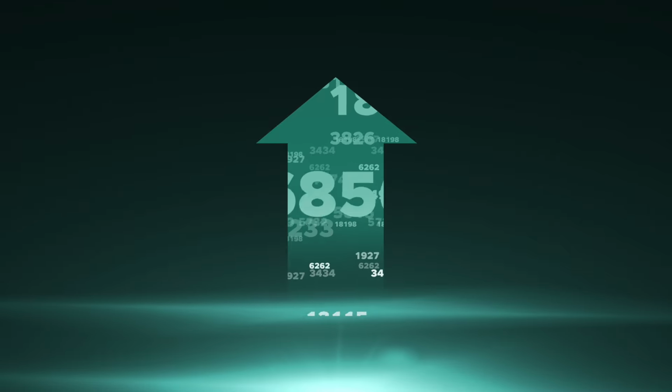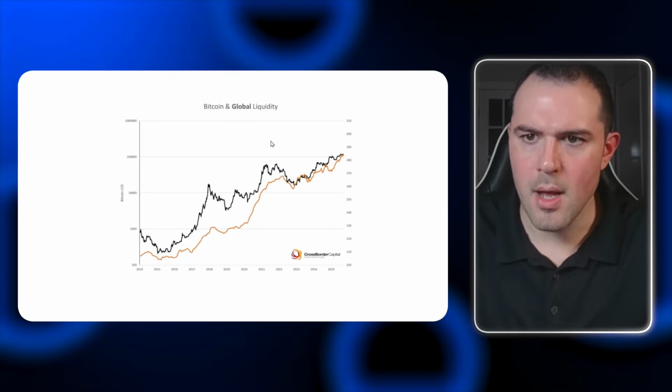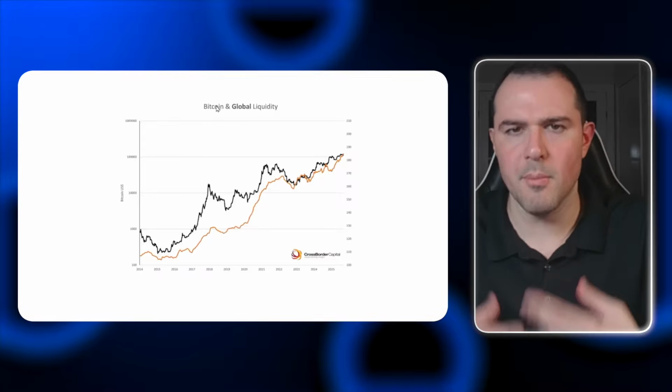And that is what's happening to the Japanese yen, the Chinese yuan, the British pound, whatever. That is why assets go higher as liquidity comes into the system. And we can see that demonstrated here. As global liquidity goes higher, Bitcoin also goes higher because Bitcoin can price this in.